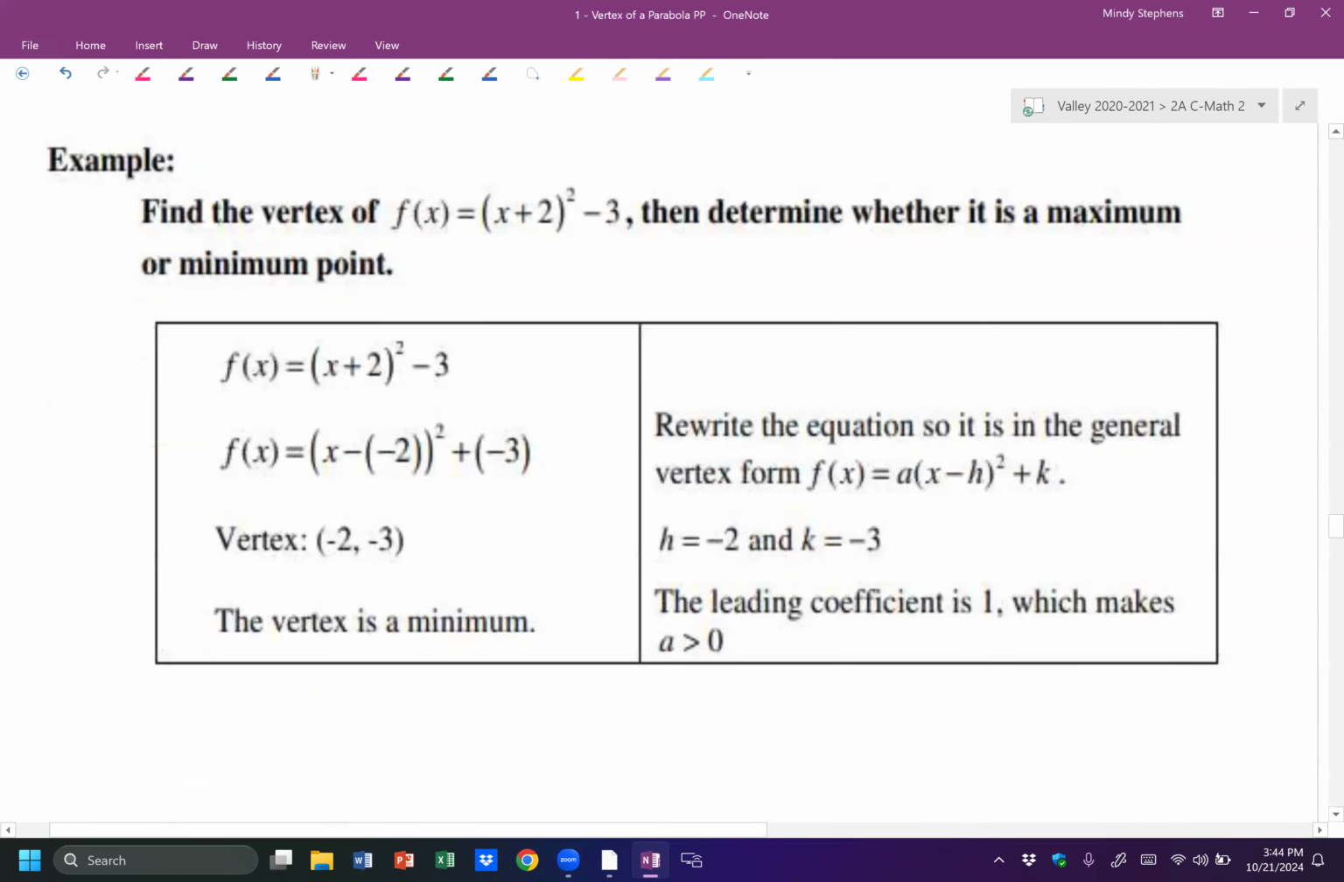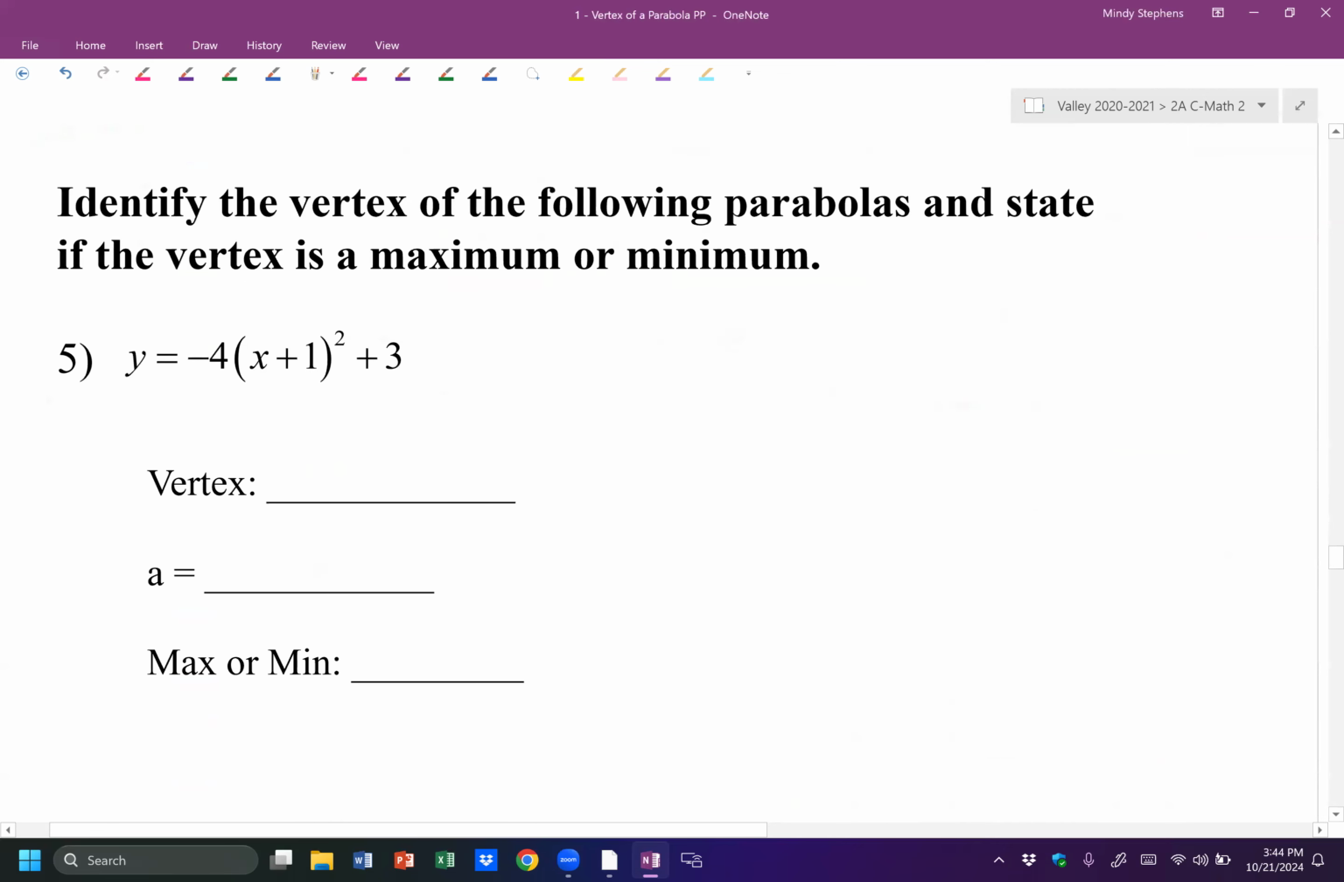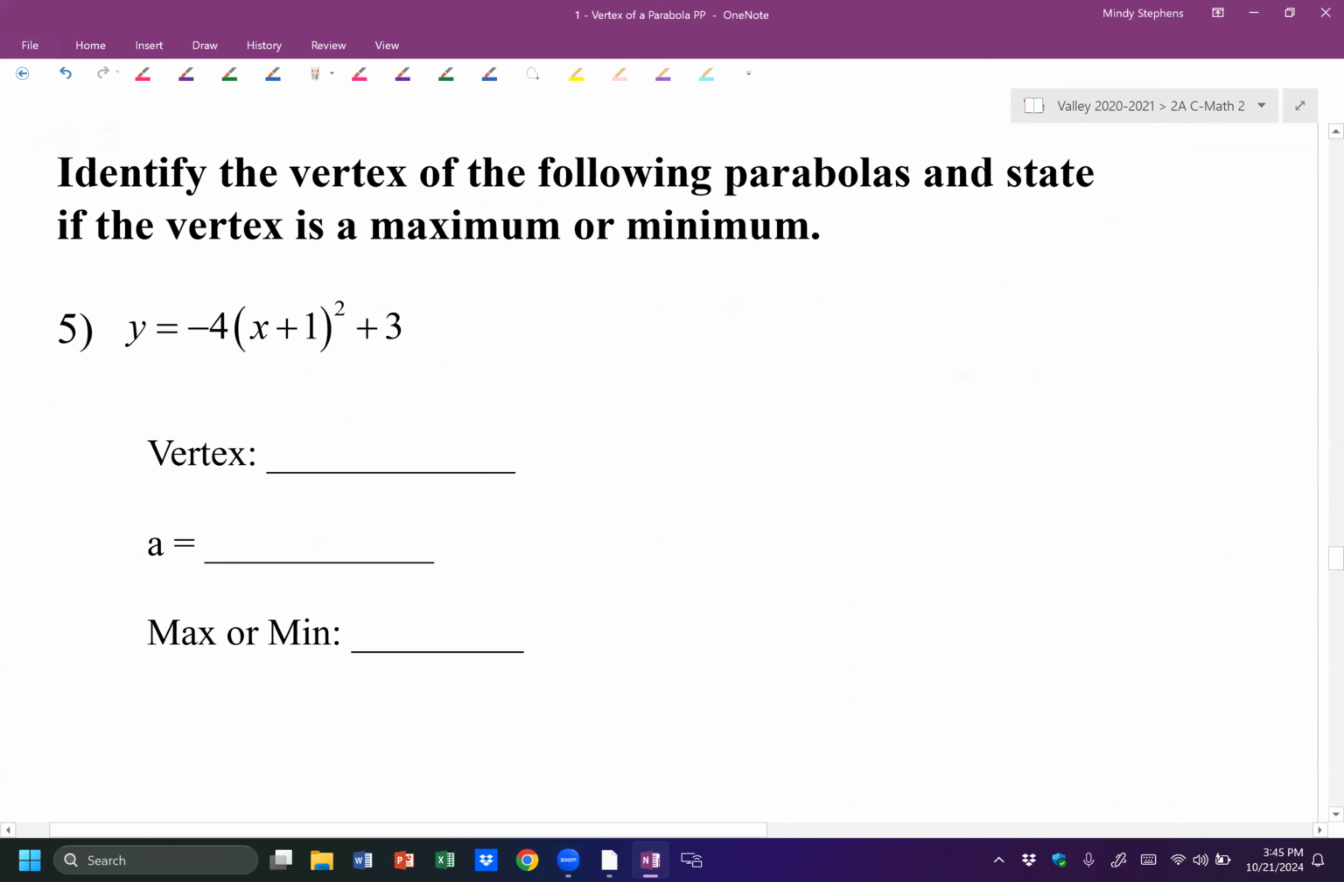You do have this on there that just gives you an example if you want to refer to that, but we're going to just go ahead and do number 5 and we'll do exactly what it says in that box above. So identify the vertex of the following parabola, state if the vertex is a maximum or minimum. We're also going to find out what the A value is. So the vertex, we use these two numbers for the vertex. The only tricky part with this, whatever's in here, do the opposite sign.